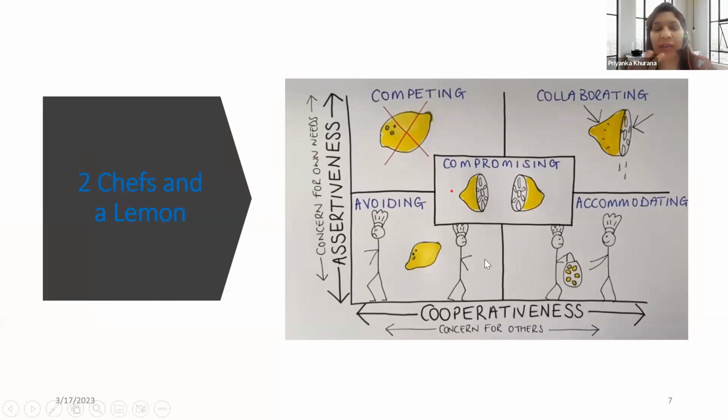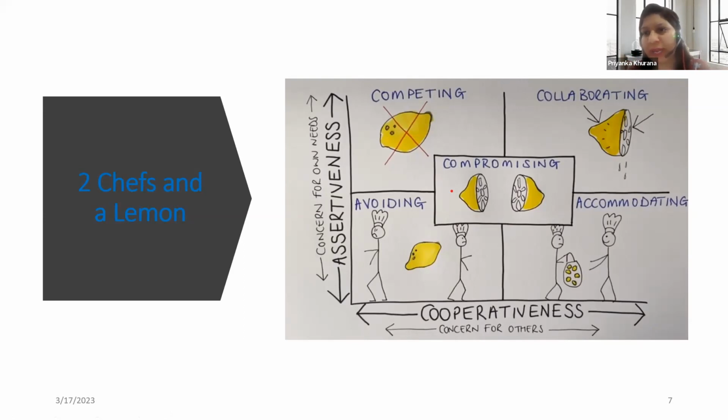If we take this conflict as an example, and the chefs handle it as competing, then only one of them will get the lemon and only one dish will be prepared. The result would be that we lose a customer because the other dish won't be prepared. If both chefs avoid this conflict, both running away saying, no, I don't want to get into this, then none of them will use the lemon and we'll lose all our customers because no dish will be prepared out of that lemon.